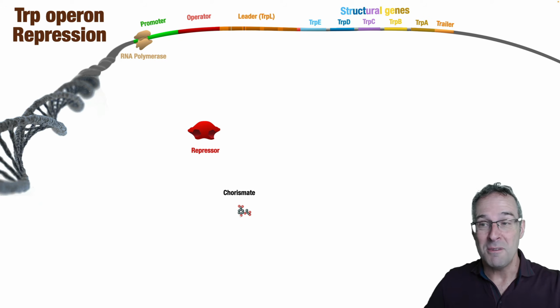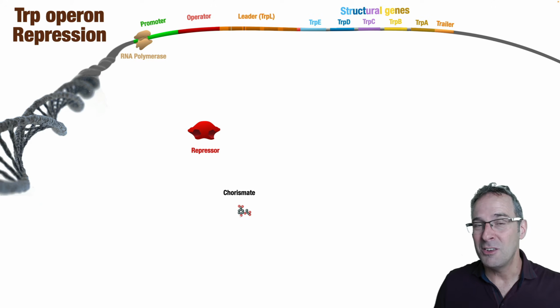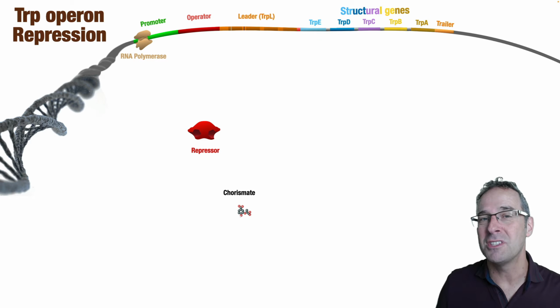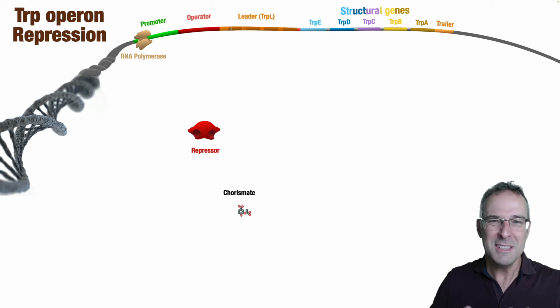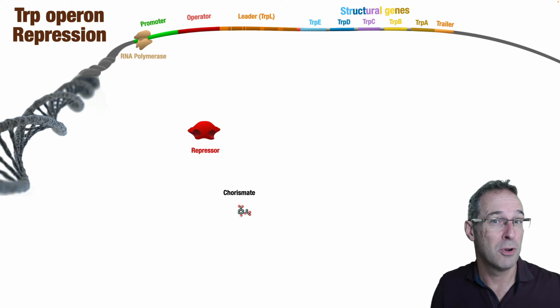First of all, let's think about what we mean by the trp operon. What actually is an operon? Well, an operon is something that we tend to associate with prokaryotes. There have actually been examples of operons now found in eukaryotes, in Drosophila flies, for example. But typically in eukaryotes, every gene has its own promoter.